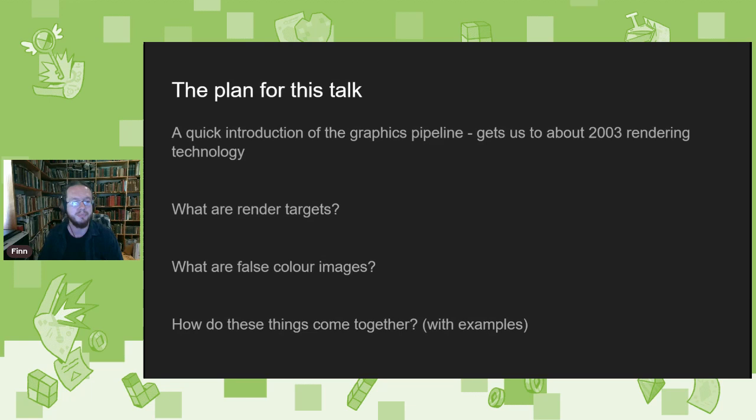So my plan is to do a really quick refresh of some of the stuff that Ed talked about last time. If you're watching this as a recording, I do recommend going and watching Ed's talk first. And that'll get us, as I say, to about 2003. And then I'm going to talk about what render targets are and what false color images are, which, spoiler, you probably already know, but we'll get to that. And how these things come together nowadays.